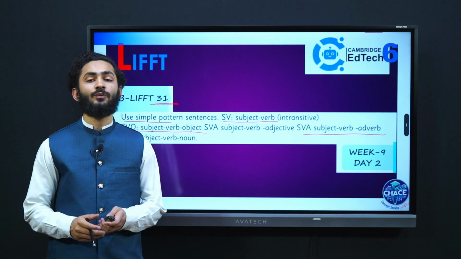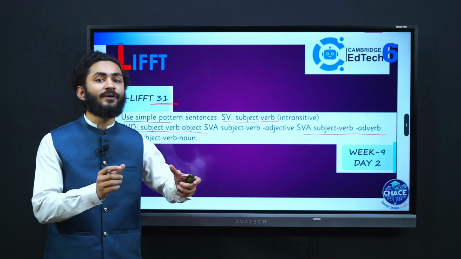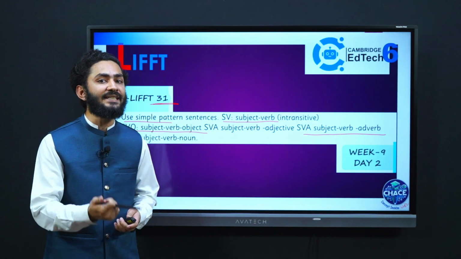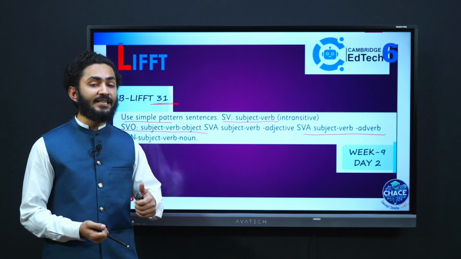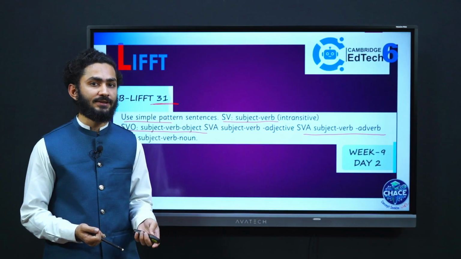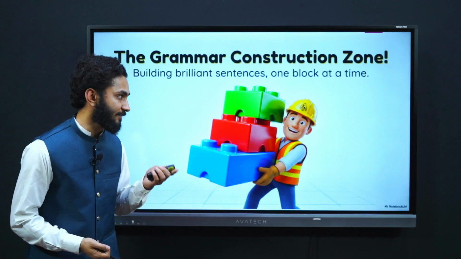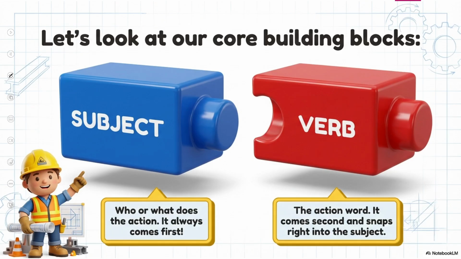What is a sentence? When you arrange words in a way that they can convey a complete sense, it is called a sentence. And we can use different patterns to write a sentence, and we are going to study those patterns. Let's see. First, we have subject verb, which is our first pattern. Who or what does the action? It always comes first. Subject is the doer of the action and verb is actually the action which is going to happen.